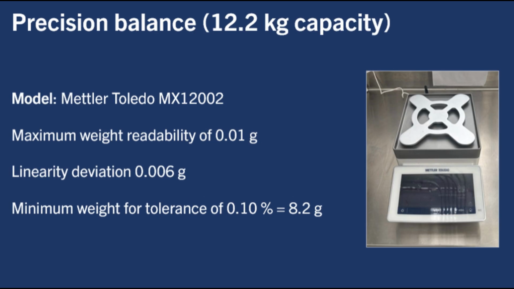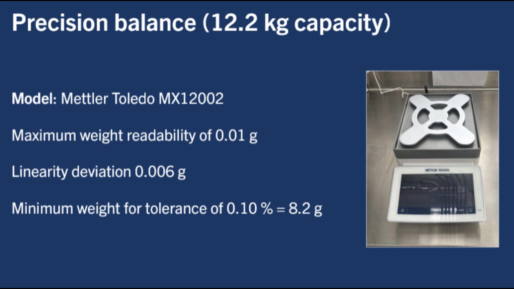The precision balance can weigh samples at a maximum of 12.2 kilograms, or 12,200 grams. The model has a maximum weight readability, again, the smallest increment of weight the scale can display or detect, of 0.01 grams. The scale's linearity deviation, representing its ability to maintain accuracy across the entire weighing range from minimum to maximum, has a deviation of 0.006 grams.